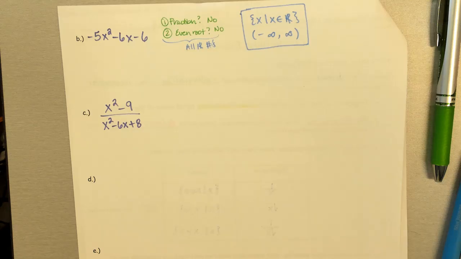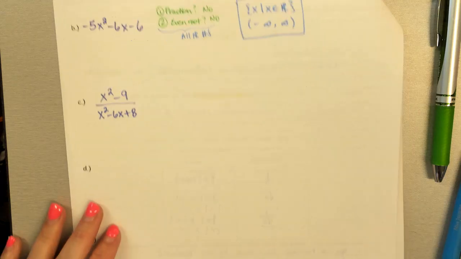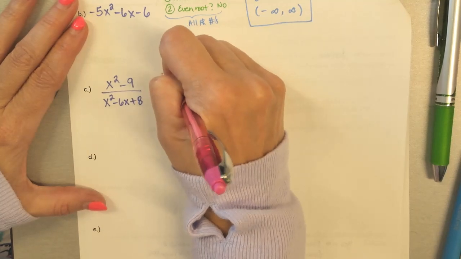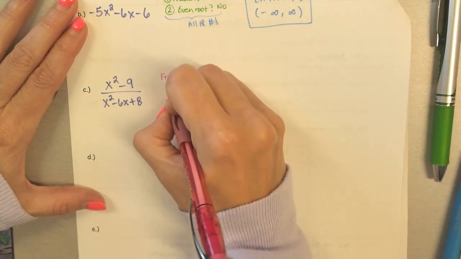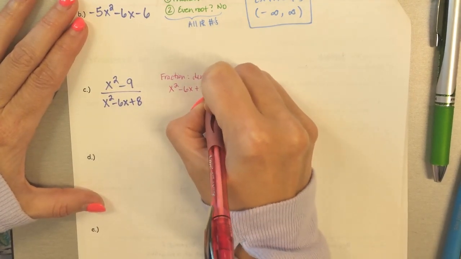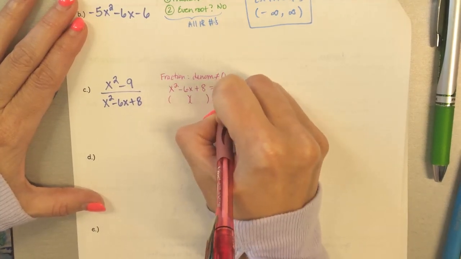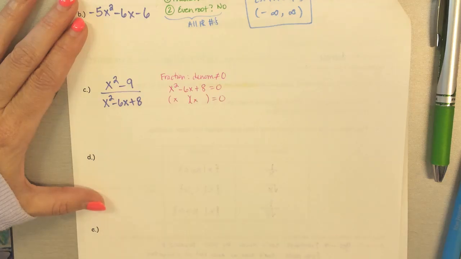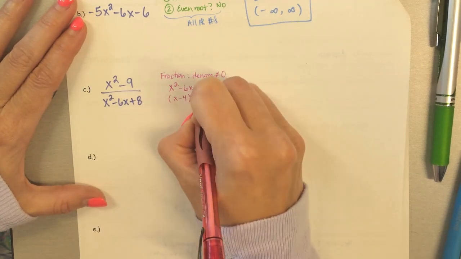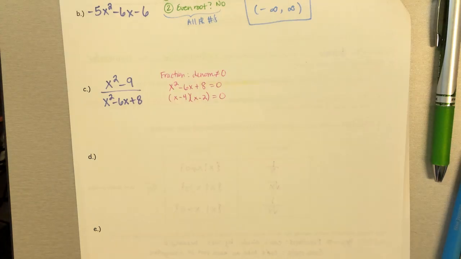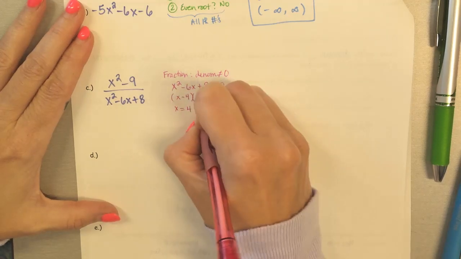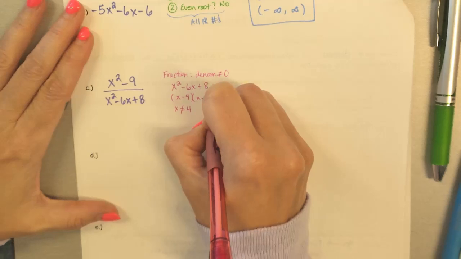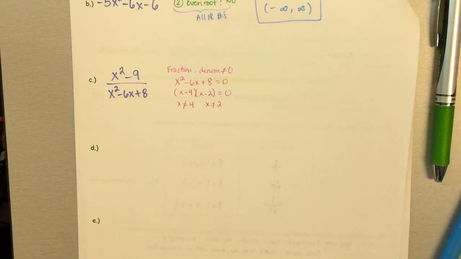Okay, so your first question is if there was a fraction, and there was. So if there's a fraction, your denominator cannot equal 0. So we're going to set this equal to 0 and solve. To solve, you can factor. What multiplies to 8 but adds to negative 6? Well, negative 4 and negative 2. So this will produce x equals 4, and this is going to produce x equals 2. So it can't equal 4 and it can't equal 2.